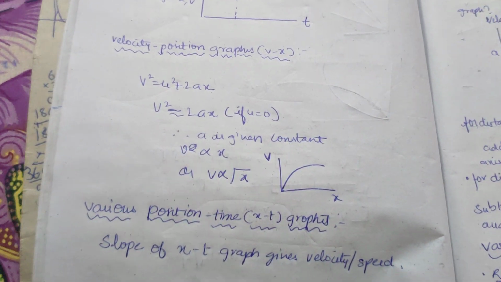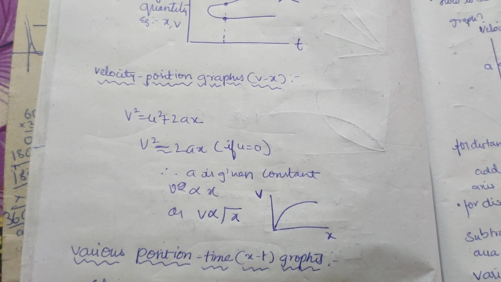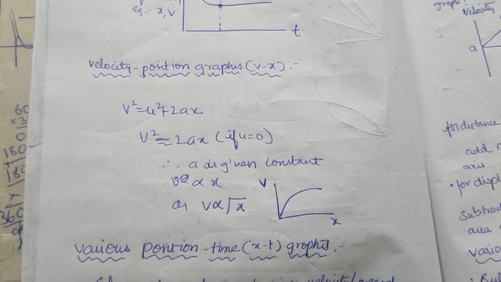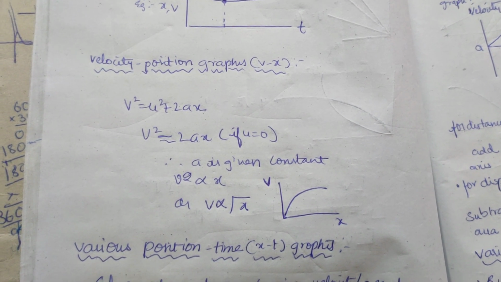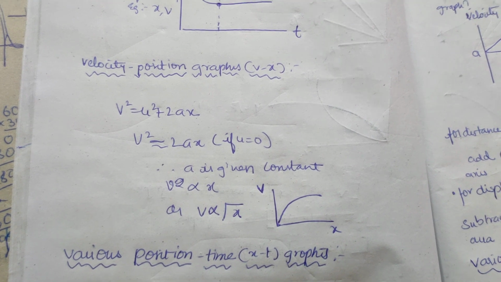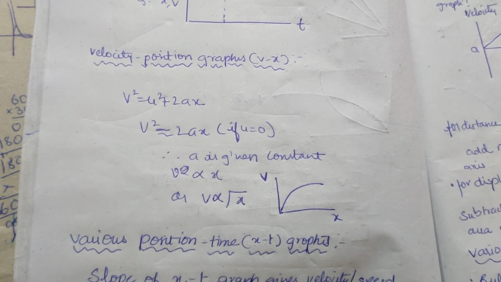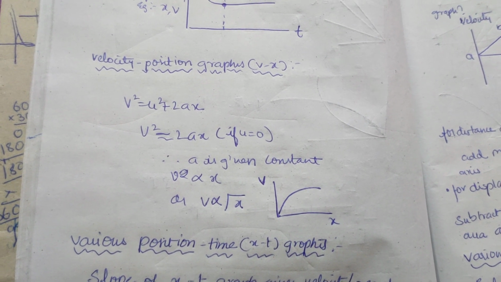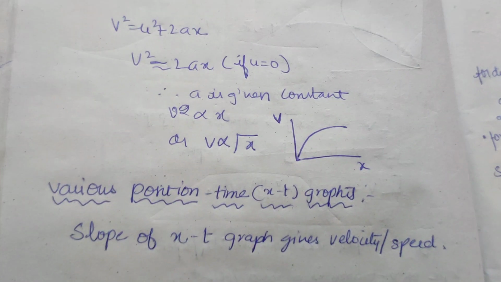Now the velocity-position graph, the vx graph. v square equal to u square plus 2ax, so v square equal to 2ax if u equal to 0. Here a is given constant, and v square is directly proportional to x, so we'll get the graph as v directly proportional to root x. We'll get a curve like this.